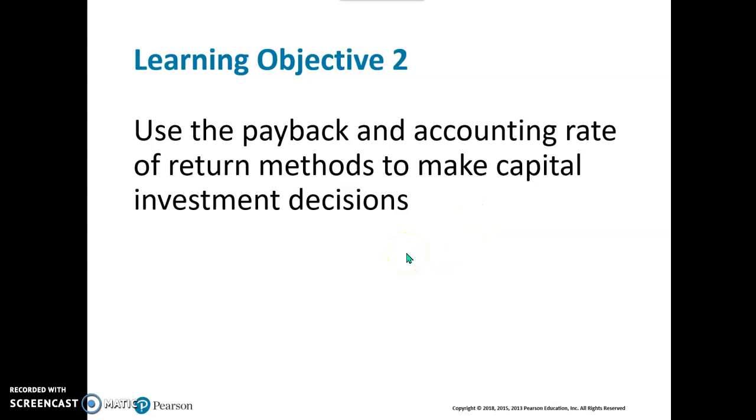Okay, now let's take a look at the payback method. I think I might do the payback method by itself, and then we'll do accounting rate of return next and do some problems in between.